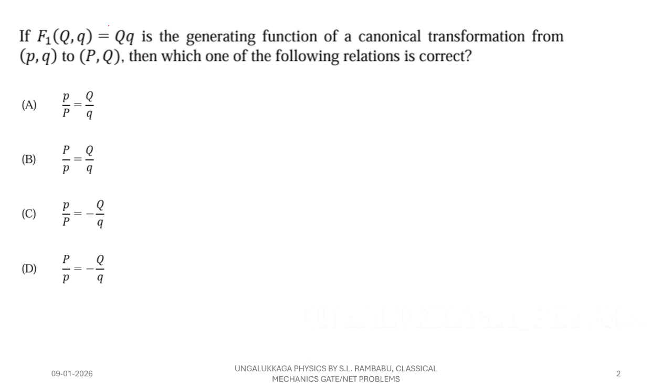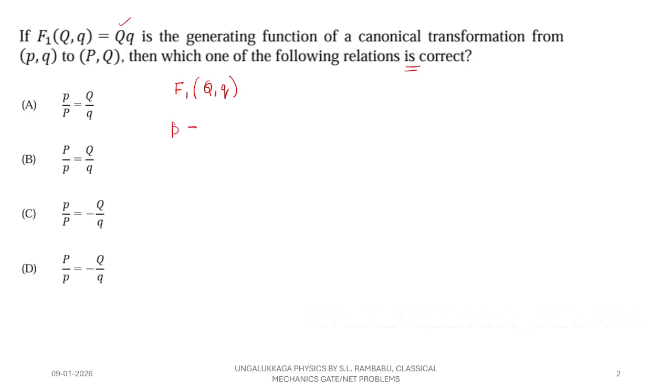F1 is equal to Q, capital Q comma small q, and it's a generating function of a canonical transformation from small p comma small q to capital P comma capital Q. Which one of the following relations is correct? We will have only one correct answer. So F1 is a function of capital Q and small q, and for this generating function, we have to write the formulas.